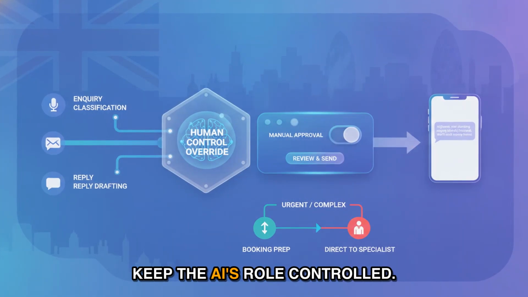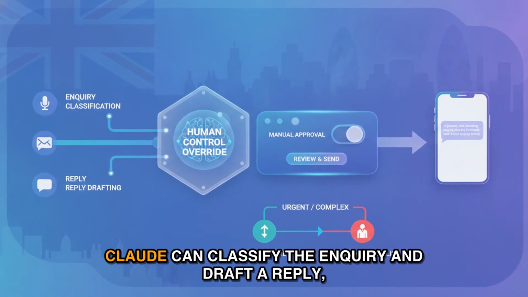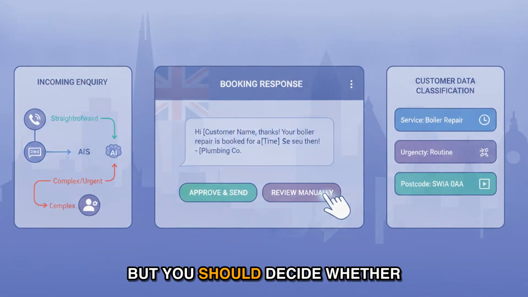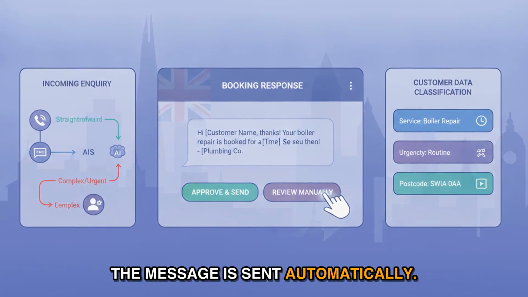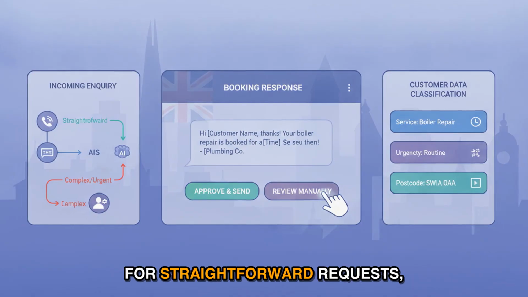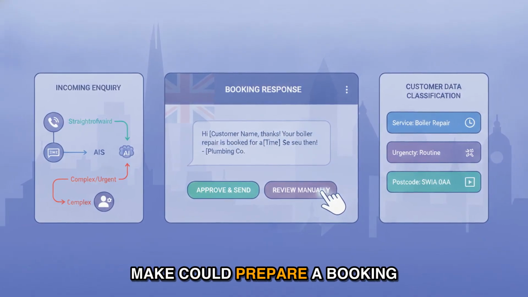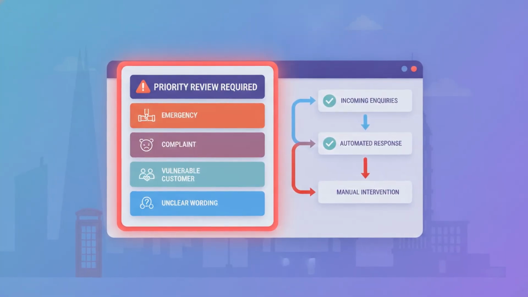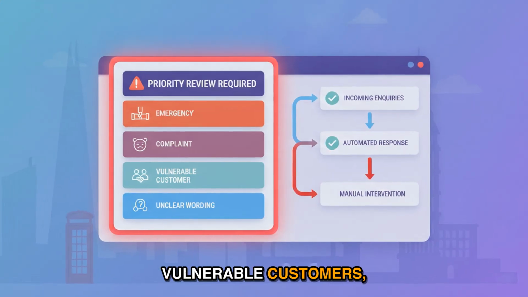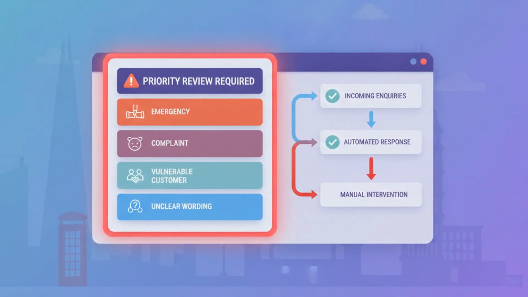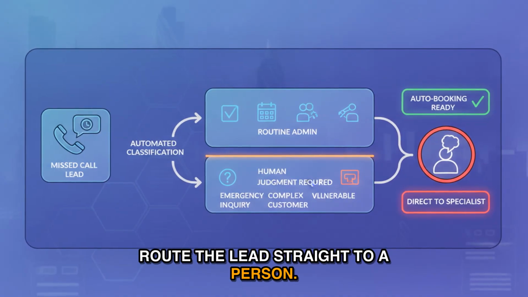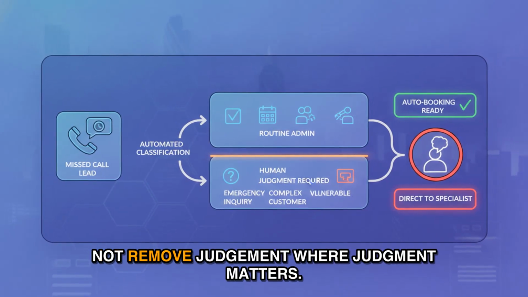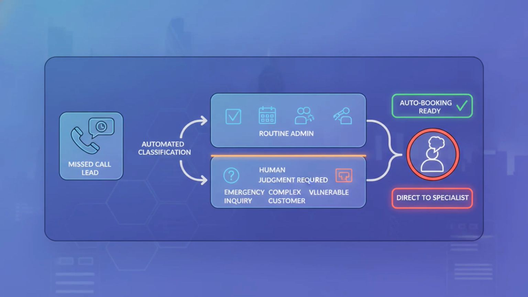Keep the AI's role controlled. Claude can classify the inquiry and draft a reply, but you should decide whether the message is sent automatically. For straightforward requests, Make could prepare a booking response for your approval. For emergencies, complaints, vulnerable customers, or unclear wording, route the lead straight to a person. Automation should remove repetitive admin, not remove judgment where judgment matters.